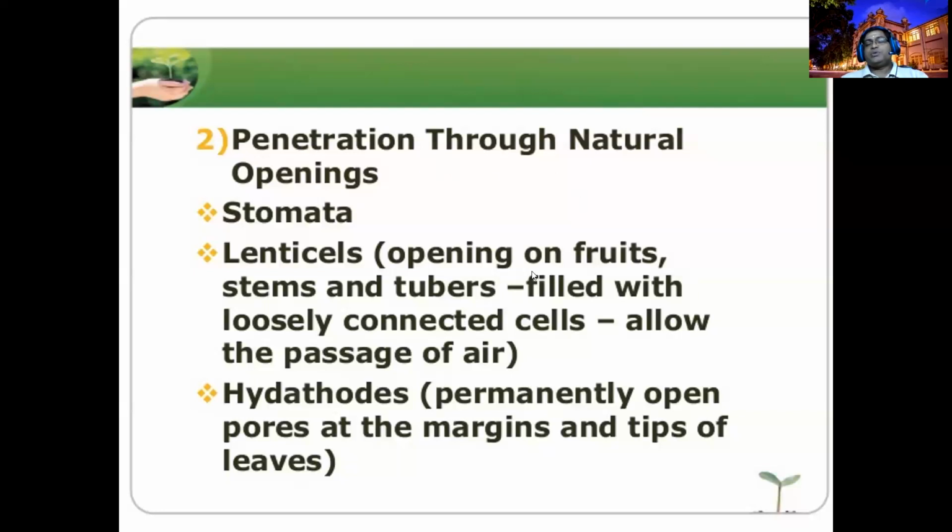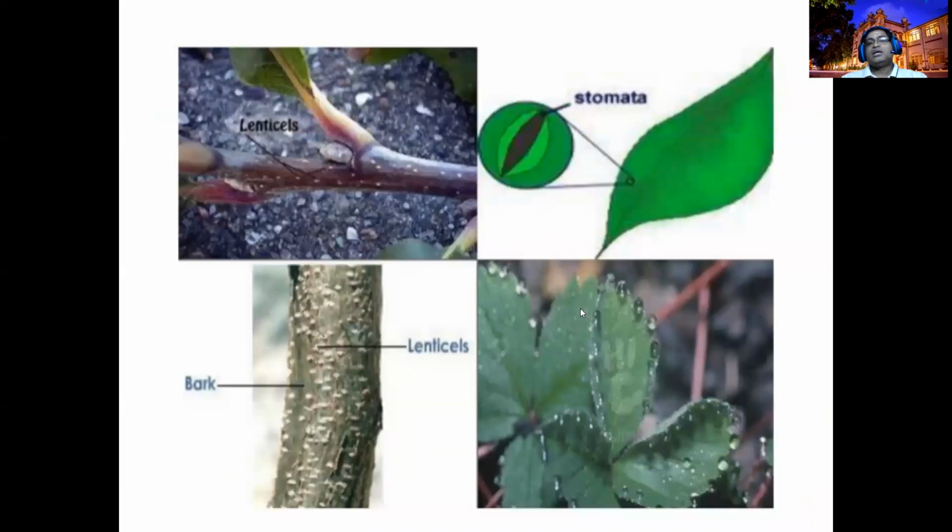Penetration through natural openings is the second step. There are stomata, lenticels and hydathodes. These are the natural openings present in the plant. You would have studied this in plant physiology. Through these openings, some fungal spores, especially the rust fungi, the basidiomycota, penetrate through the stomata. The majority of bacteria pass into the host cells through natural openings, three ways of natural opening. Right? The stomata, it's going in.